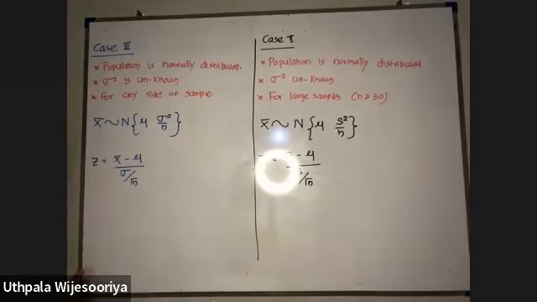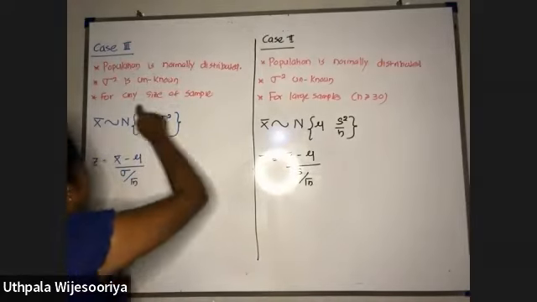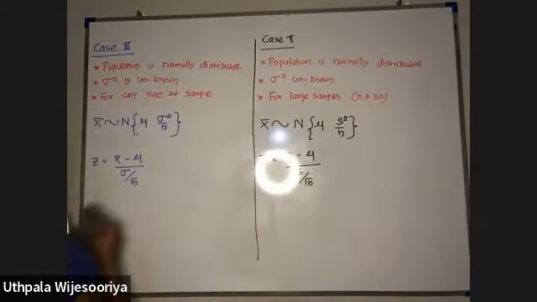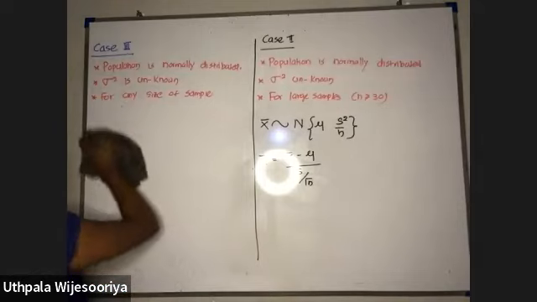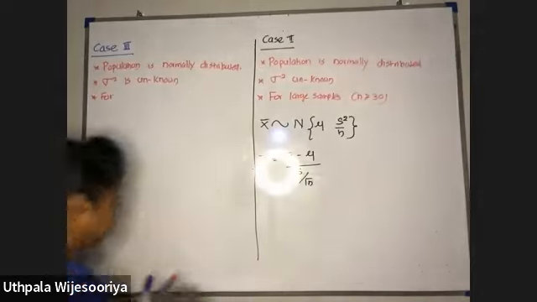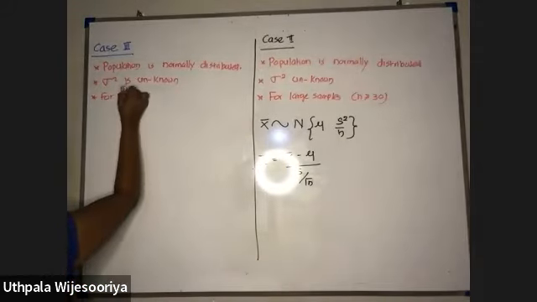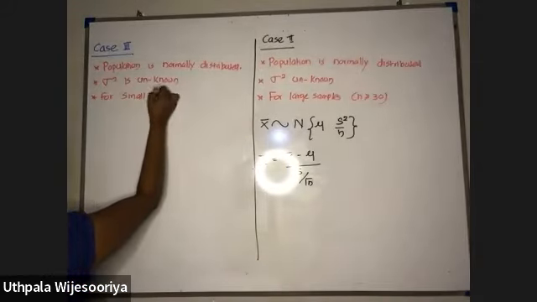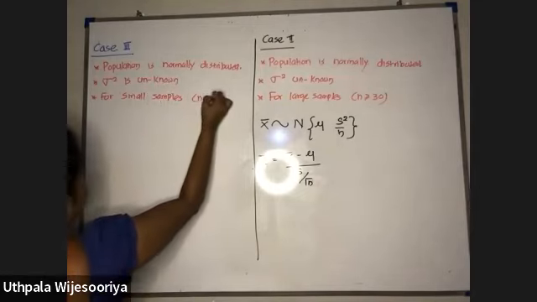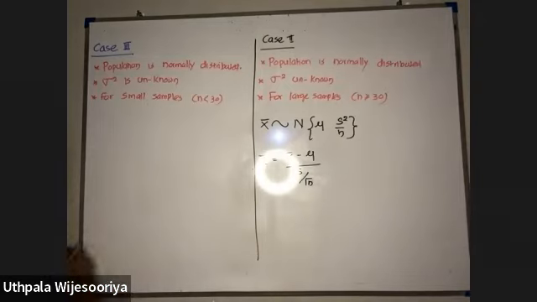For small samples. Here we took large samples, but now I am going to take a small sample. So case 3 is for small samples. So what are the small samples? These are the samples with size less than 30, n less than 30. What will happen now? Now look at this.